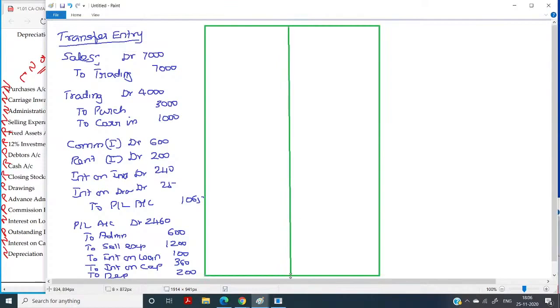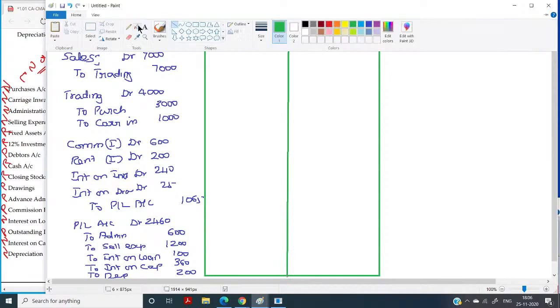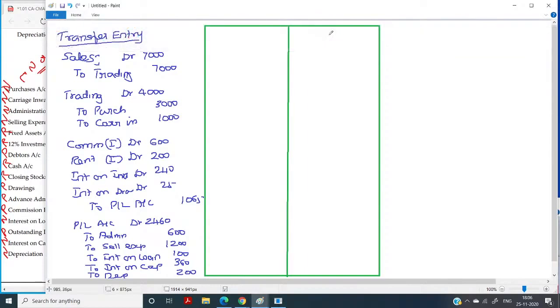So I'm going to prepare the trading and P&L account here. The first part is the trading account, and the second part is the P&L account, but collectively we name this the trading and P&L account.